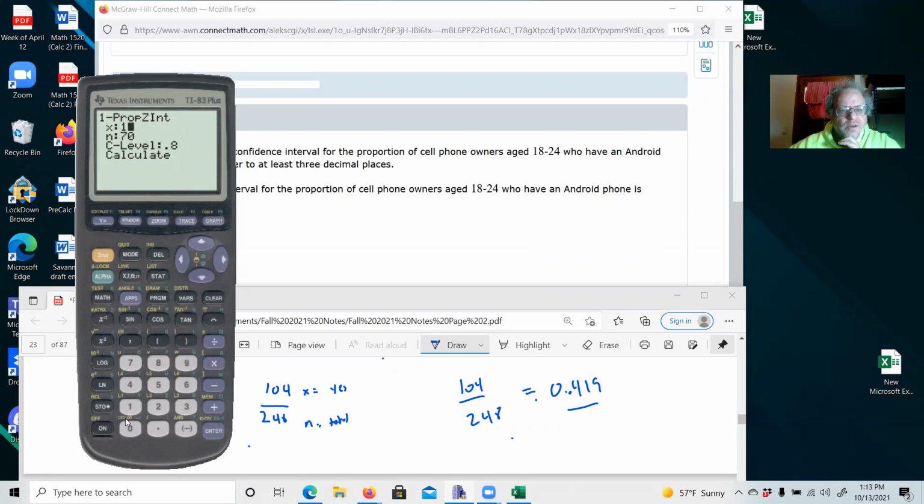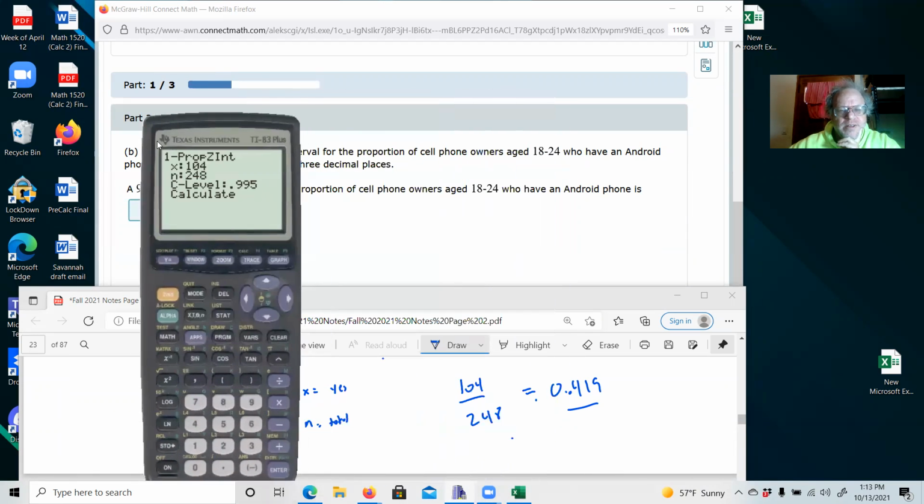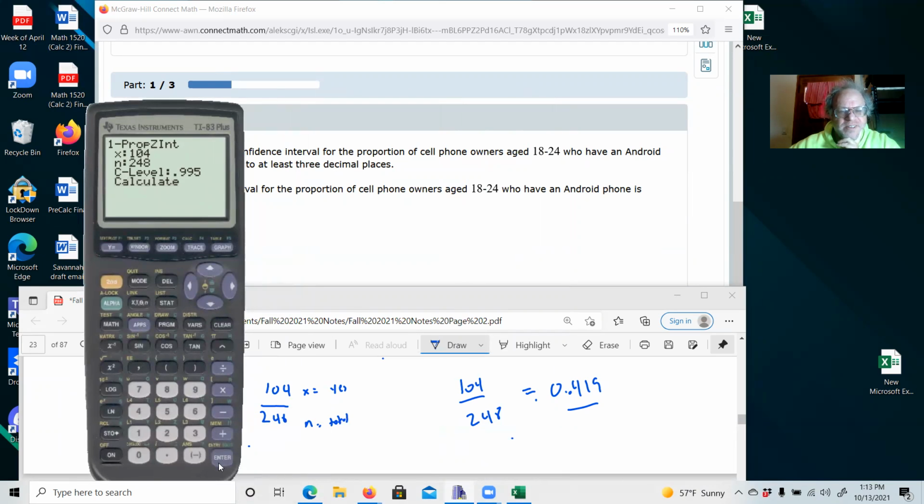So what do we want? We want 104, and then 248. And what do we want for the confidence level? 99.5. So here's my p hat, my point estimate, 0.419. That number looks real familiar, so they even told us what it was going to be.